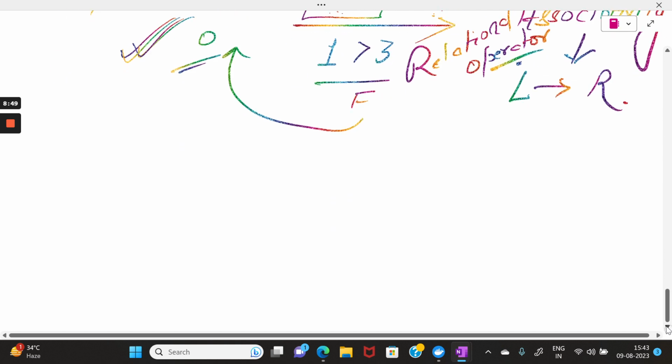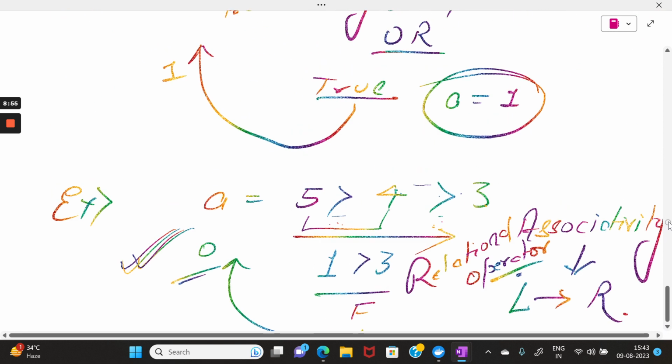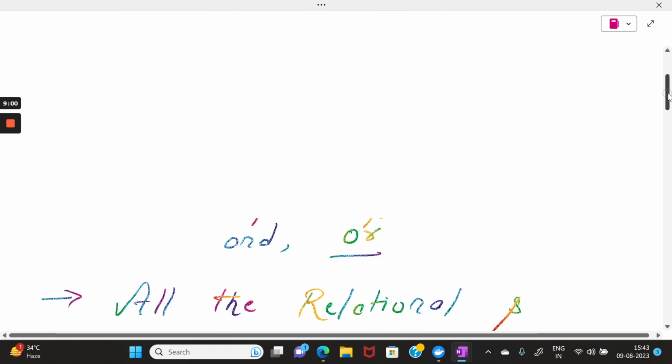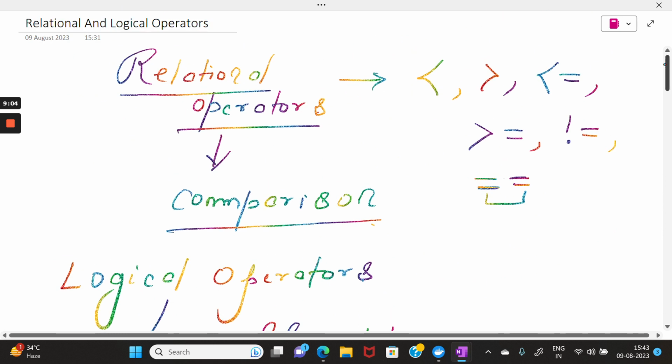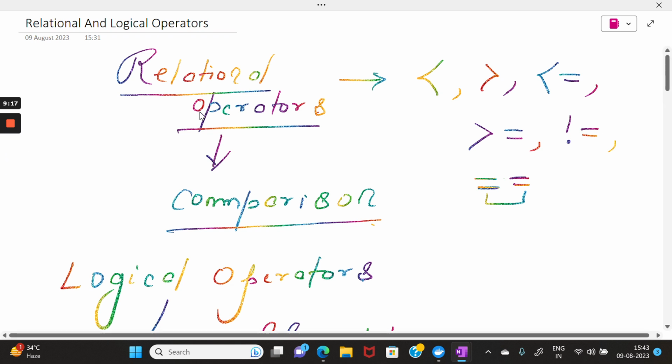So this is all about the relational and logical operators. We'll be seeing more of them when we discuss functions, looping, switch statements and all. This is just a beginning and a basic introduction that I would like to discuss. We are going to see more of this in the conditional statements, if else.